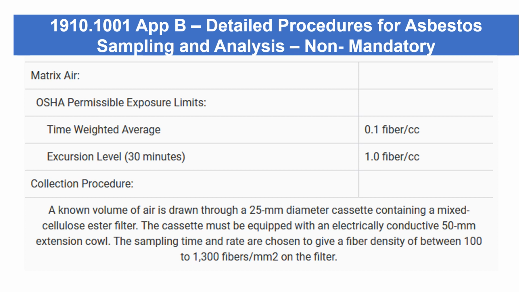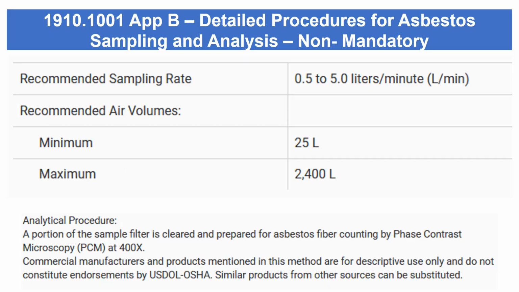A known volume of air is drawn through a 25 mm diameter cassette containing a mixed cellulose ester filter. The cassette must be equipped with an electrically conductive 50 mm extension cowl. The sampling time and rate are chosen to give a fiber density of between 100 to 1,300 fibers/mm2 on the filter. Recommended sampling rate: 0.5 to 5.0 liters/minute (L/min). Recommended air volumes: Minimum is 25 L. Maximum is 400 L.